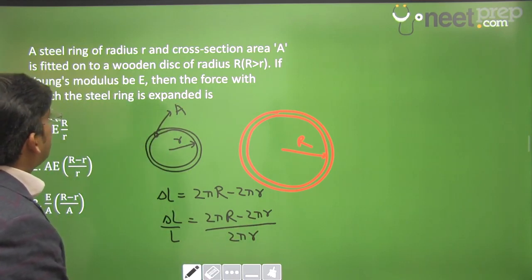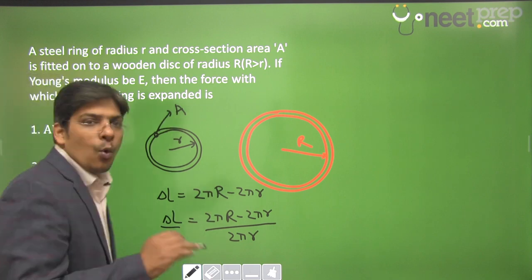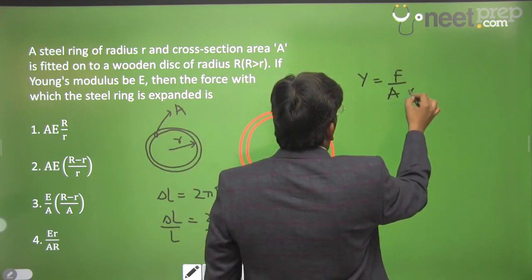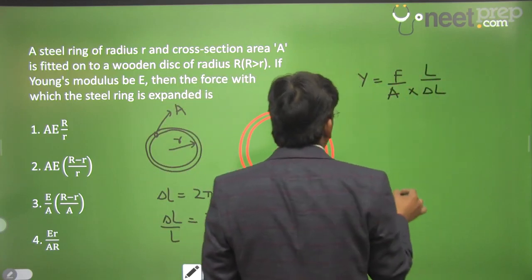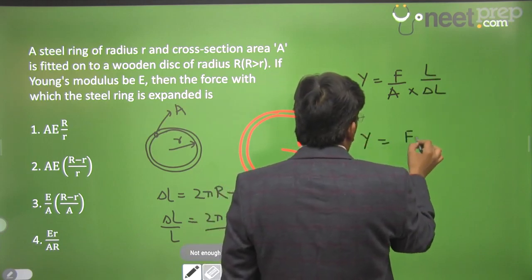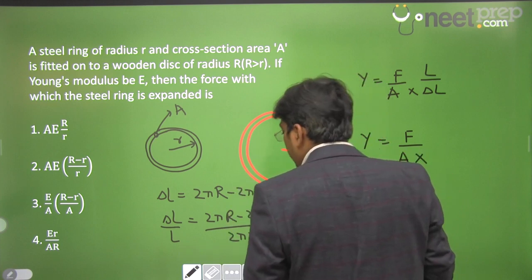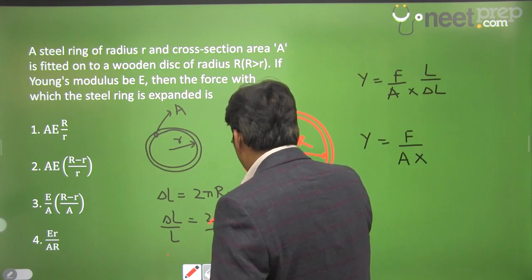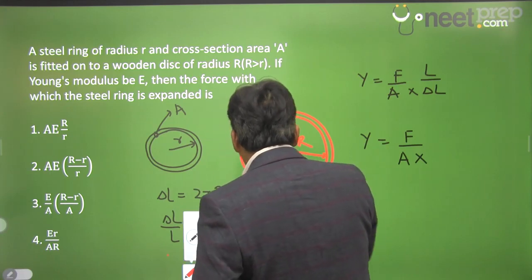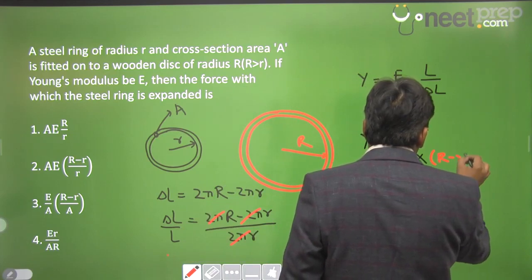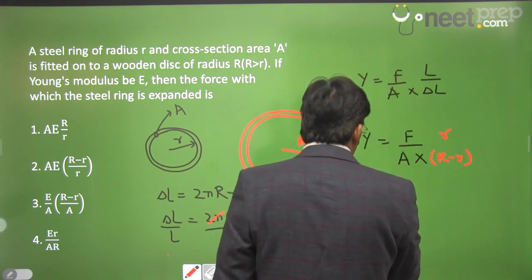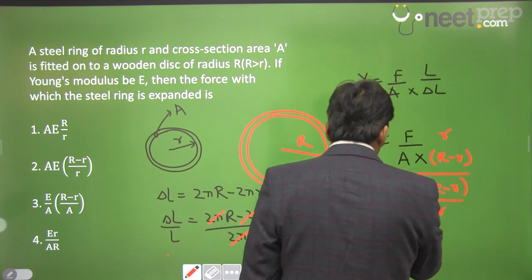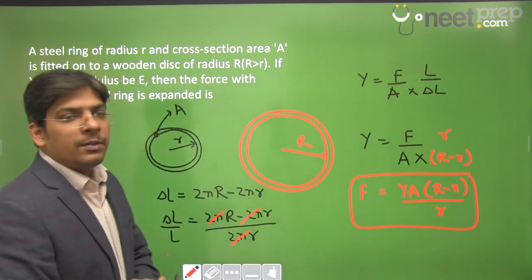If Young's modulus is E, you need to calculate the value of force, the tension. Young's modulus is equal to force upon area into change in length divided by original length. Do we have change in length upon original length? Yes, we have 2π. Let us take 2π common and cancel it. This change in length over original length comes out to be (R minus r) divided by r. So force is going to be equal to YA(R minus r) divided by r, dear students. Okay. Kindly note down, dear students.